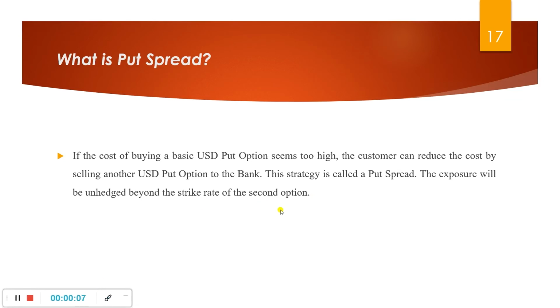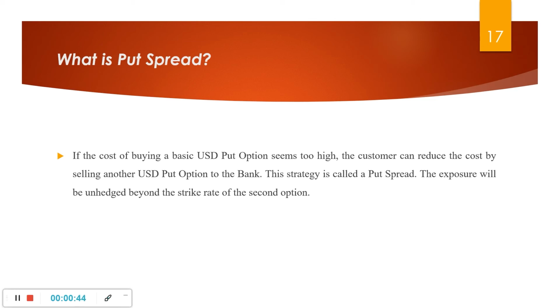So far we have discussed put options, how a put option works in option-driven structures. Now let's discuss the put spread. If the cost of buying a basic USD put option seems too high, the customer can reduce the cost by selling another USD put option to the bank. This strategy is called a put spread. The exposure will be unhedged beyond the strike rate of the second option.